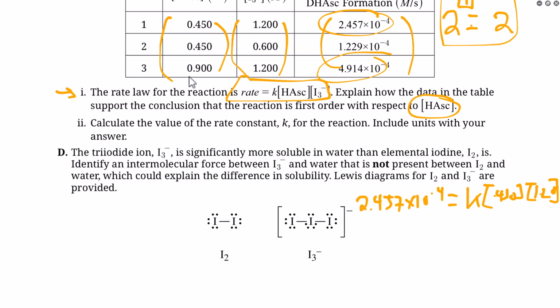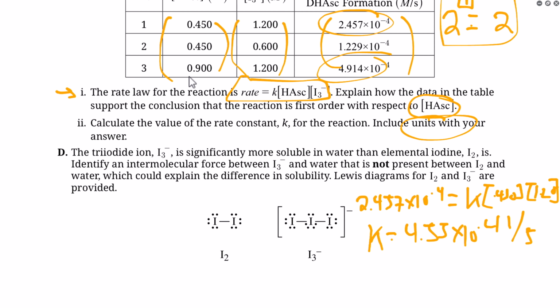And now all we do is algebraically solve for the value for K here. So let's take 2.457 times 10 to the negative 4th, divide that by 0.450, and divide that by 1.20. And our value for K is 4.55 times 10 to the negative 4th. I always stress, make sure you include your proper units, and anytime you calculate the rate constant, it is always 1 over the unit for seconds, and since it was molarity per second, it's 1 over second for this.